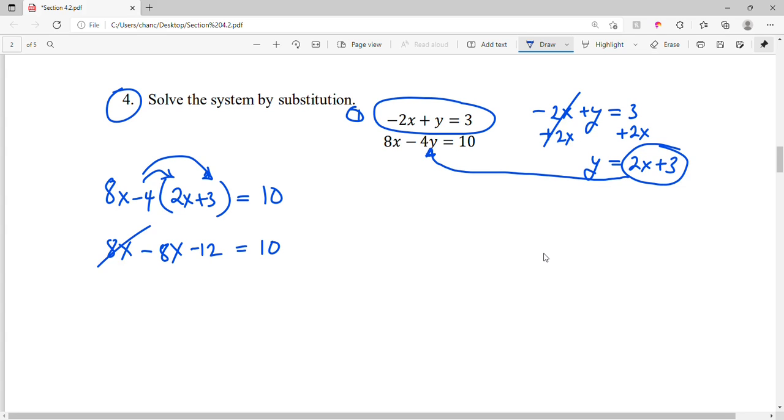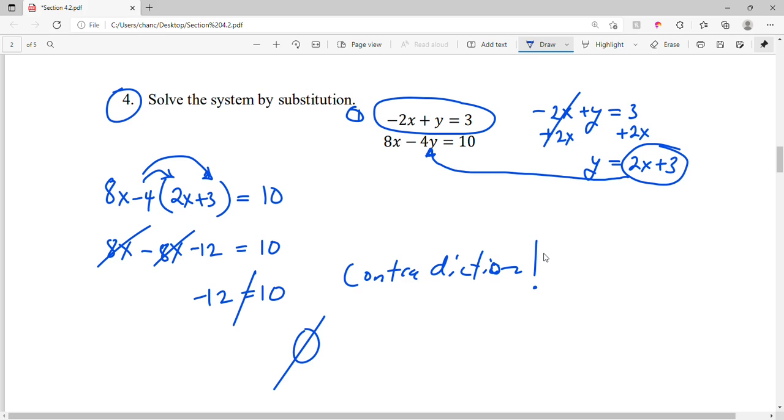Look what happens. The 8x and the negative 8x cancel out, leaving us negative 12 equals 10. This is not true. This is a contradiction. So what does this tell me? This is a contradiction. So it's a false statement, which means we have no solution for this question. When you have a contradiction, there's no solution.